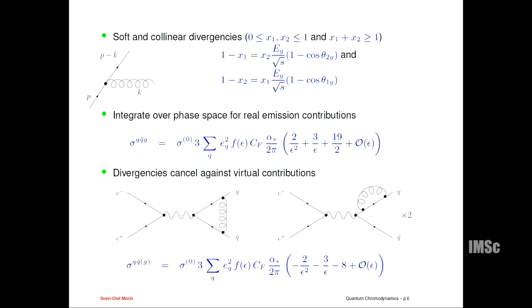And again, this pole here, 1 over epsilon squared pole, this is when this gluon, which we exchange here, is becoming soft and collinear. So it's the same underlying physics. Yeah? It's just a virtual contribution, and we integrate over all gluon momenta here in this loop, but the singularity is of the same origin, namely when that gluon here is soft and collinear to any of these outgoing quark momenta. So this is what is happening there.